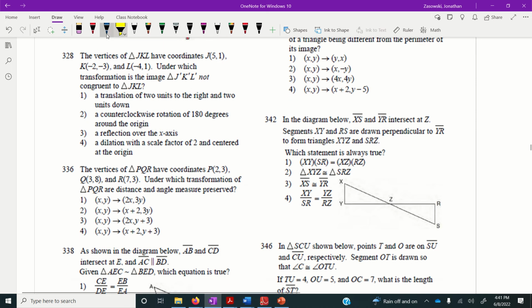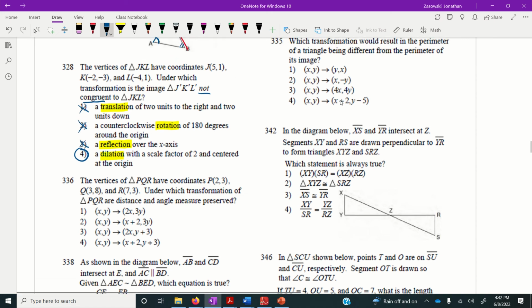328. Vertices of JKL have coordinates given. Under which transformation is the image of JKL not congruent? Remember, if it's not congruent, that has to be something to do with a dilation. So we have a translation, okay? We have a rotation, we have a reflection, and here's our dilation. So that's how we know we're going to choose choice 4, okay? Because it has the dilation in it.